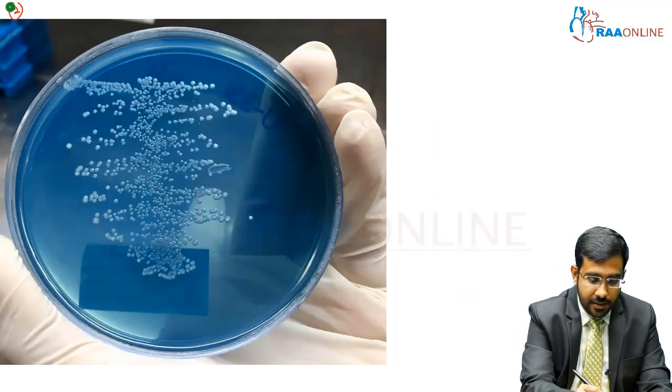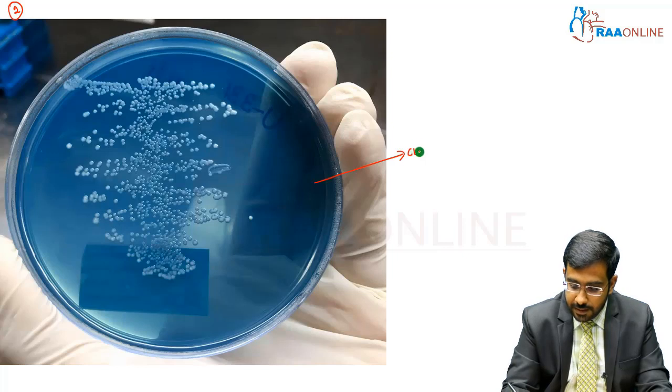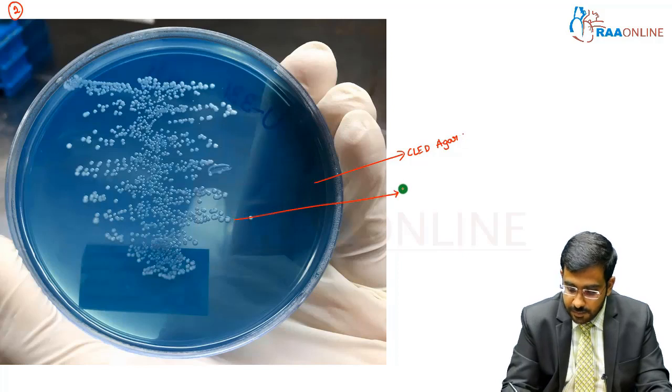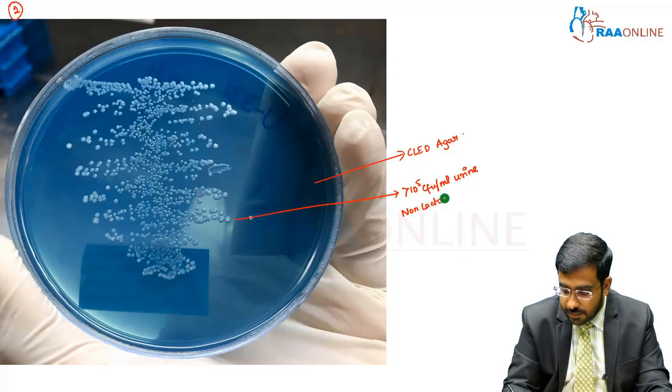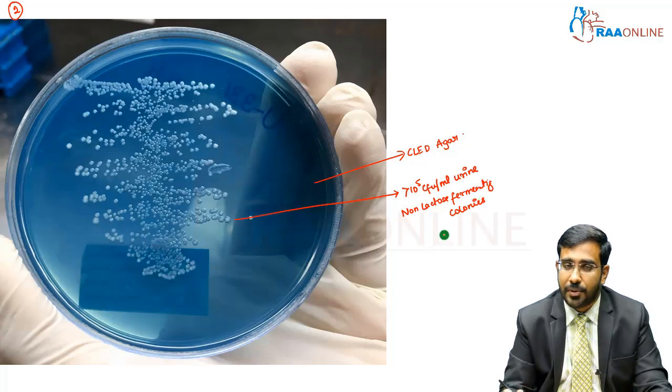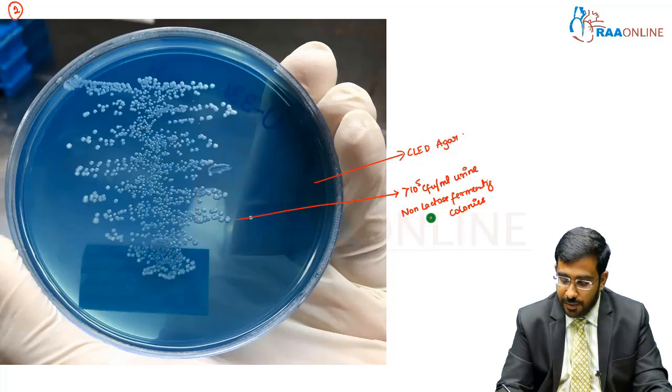And we have the second, that is the CLED agar, which shows more than 10 to the 5 colony forming units per ml of urine of non-lactose fermenting colonies. Usually we will regard them in the laboratory as LF and NLF. In case it is a lactose fermenter, we call it LF, and in case it is a non-lactose fermenter, we call it non-lactose fermenting colony, NLF.